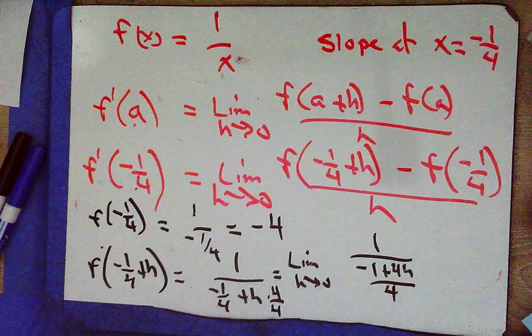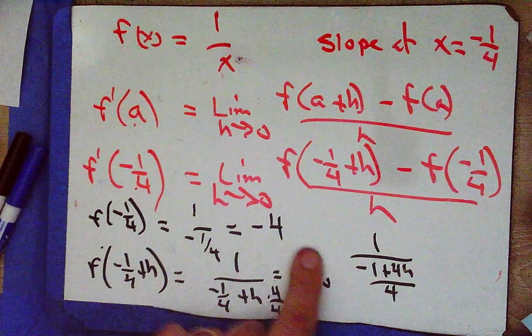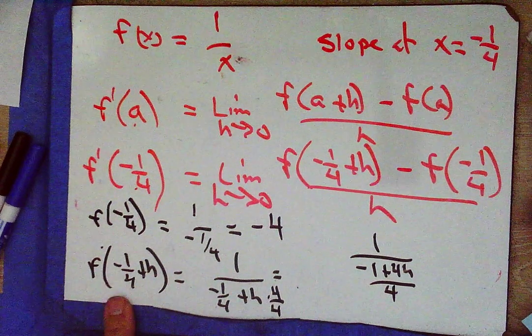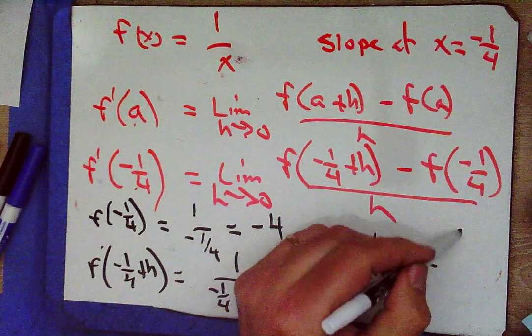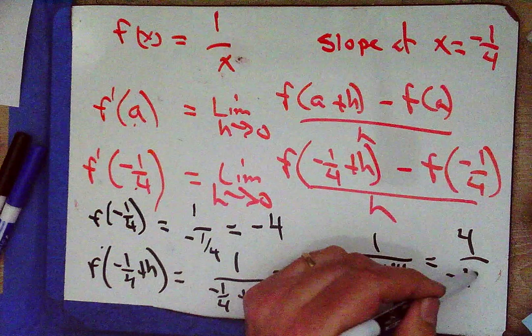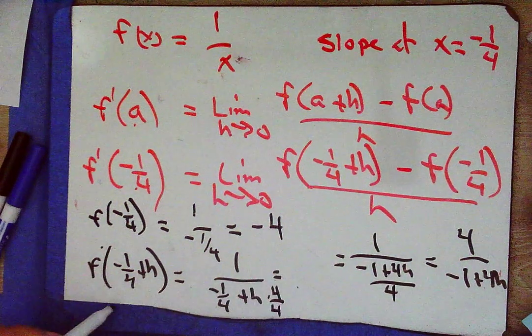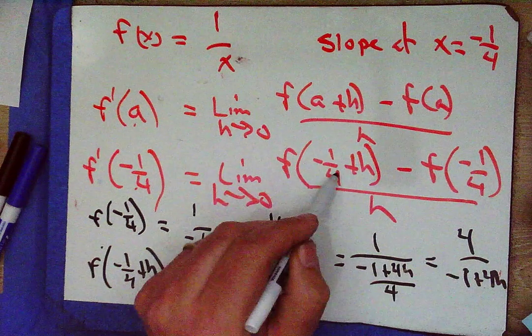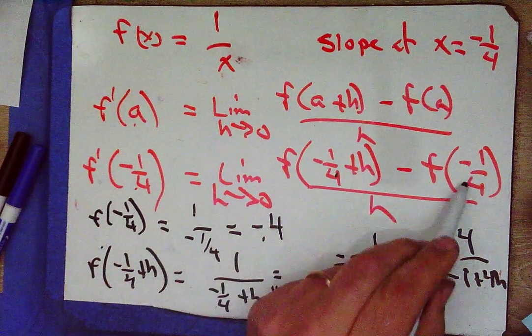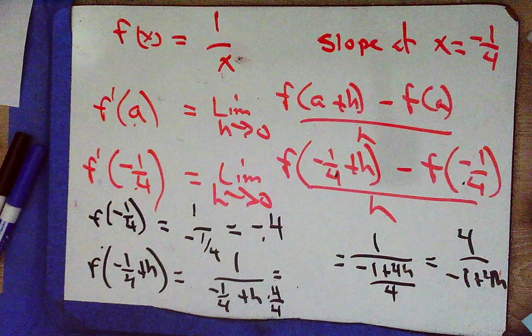Okay, so, oh, no, I don't have a limit. That's just f of negative 1/4. Oh, and I can flip and multiply, can't I? 4 over negative 1 plus 4h. That's f of negative 1/4 plus h. This goes in here. This goes in here. All right, well, let's see where that takes us.